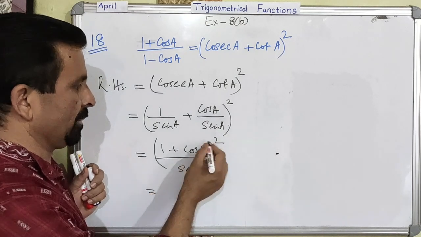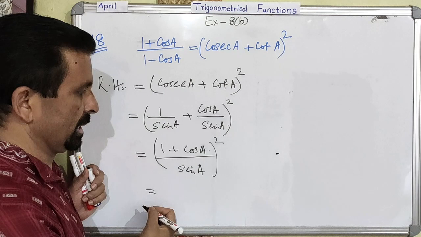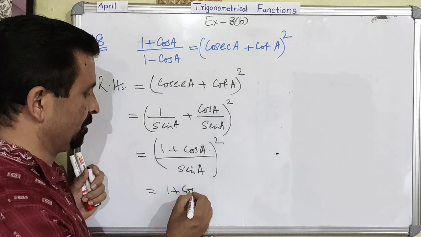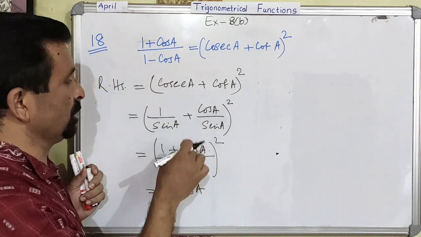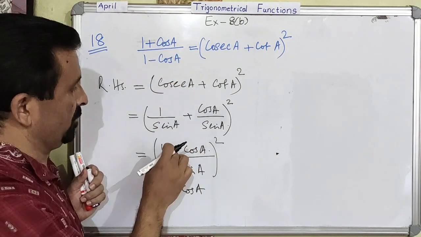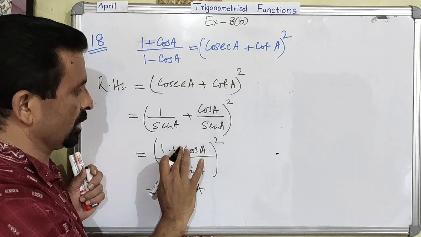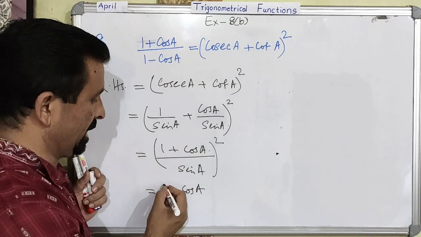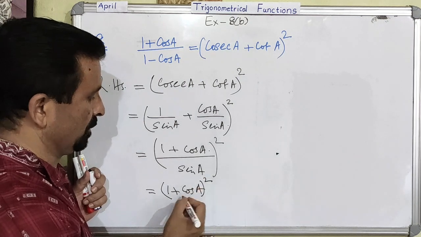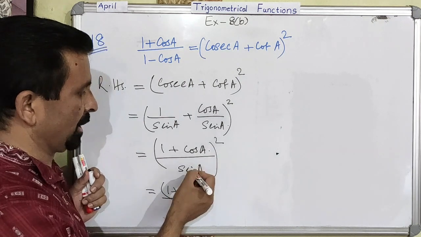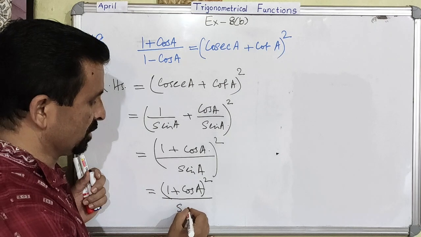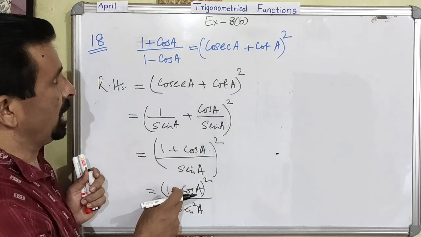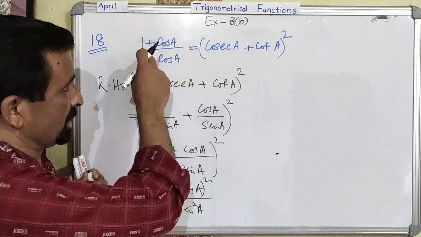Now we can give this power separately to the numerator and to the denominator. This is 1 plus cos A, because the numerator is going to be somehow like 1 plus cos A only. Therefore, I don't want to make much difference in the numerator. And then this I will give to the power 2. Denominator, I give this power to sine A. So this will become sine square A.